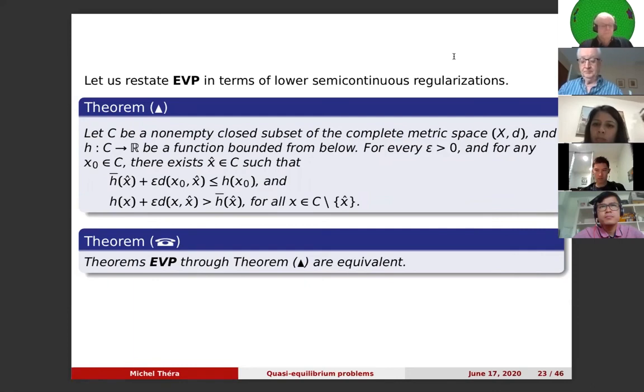For every epsilon positive and for any x0 in C, you may find x hat in C such that these two things happen. H bar of x hat plus epsilon times the distance between x0 and x hat is less than or equal to H of x0, and also for every y different from x hat, you have that H of y plus epsilon times the distance between y and x hat is strictly greater than H bar of x hat. And in fact, all the theorems I have mentioned are equivalent. Okay?